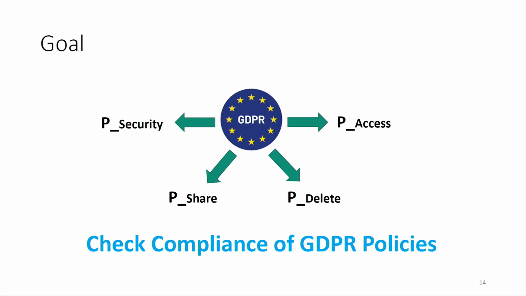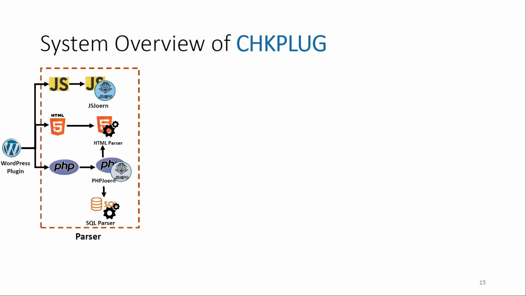So we can analyze the source code of different programming languages to infer how the data is flowing, to match with this set of privacy regulations from the GDPR law. To that end, I will give you a brief overview of what our system architecture looks like. We propose CHKPLUG to automatically analyze whether a particular application complies with GDPR regulations or not.